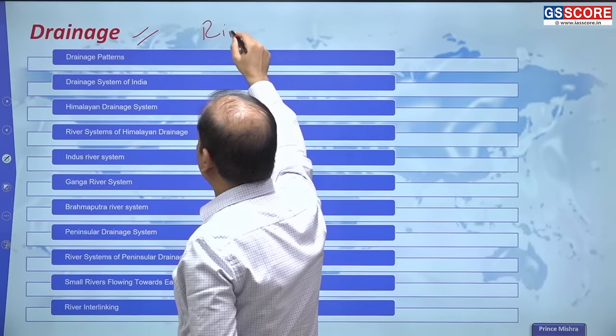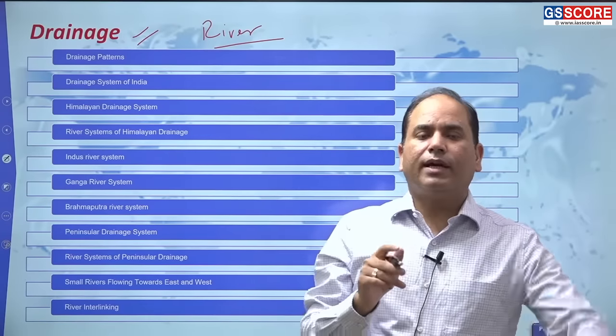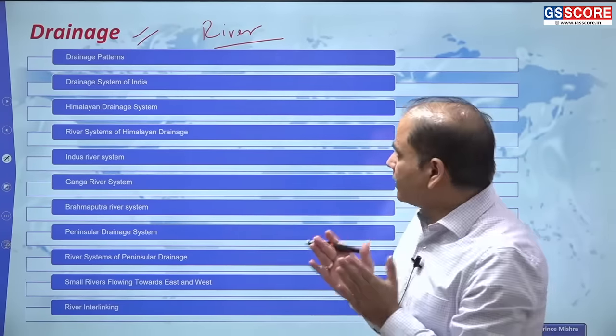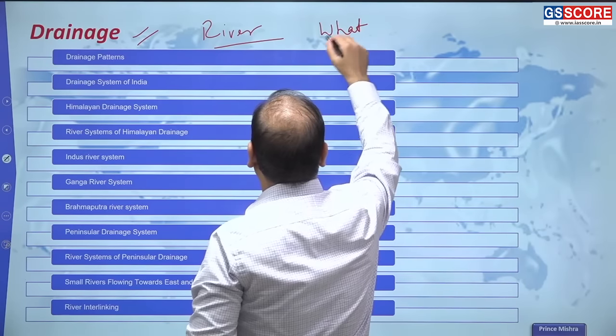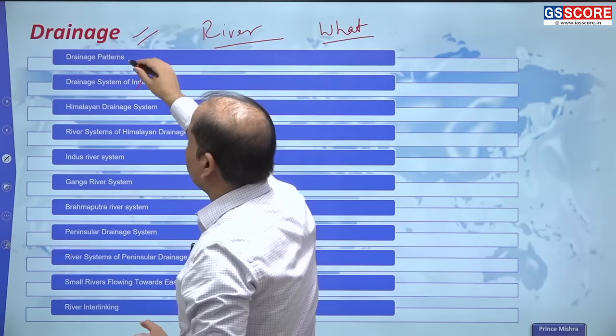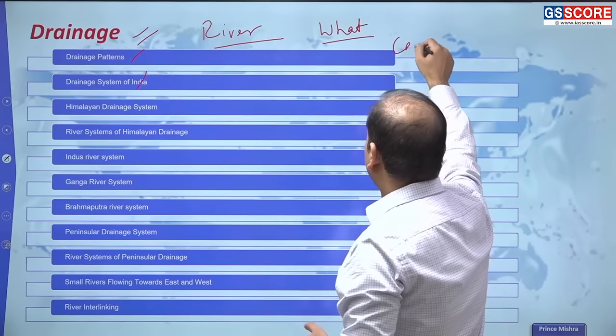Drainage, in simple words, you can say it is the study of rivers. So study of rivers in our country, rivers and river systems. For that, first you need to know what drainage is. Also you will get to know the drainage system, the drainage pattern, and what the catchment area is.